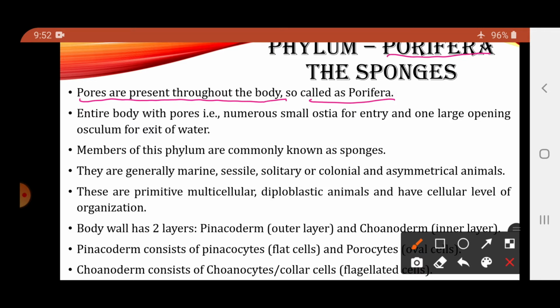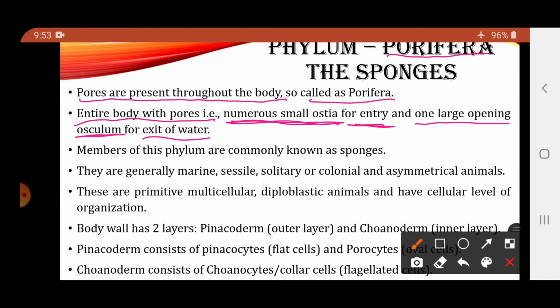Why are they called Porifera? Because their entire body consists of pores. The small pores are called ostia. So, there are numerous small ostia which are used for the entry of the water, and there is one large opening which is called the osculum for the exit of the water. Their entire body is covered with pores. These small pores are called ostia, and these ostia are used for the entry of the water.